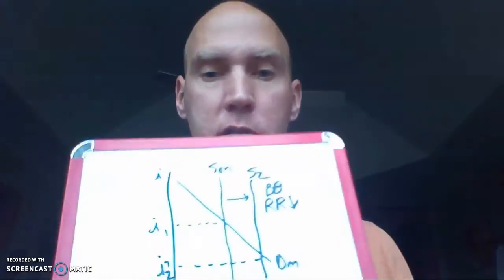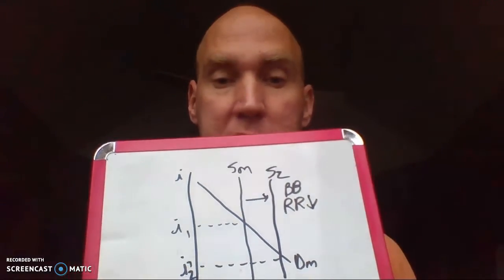The second option, decrease the reserve requirement. Banks can have more excess reserves. They don't have to keep as much in the vault. They can loan out more. This increases the money supply.